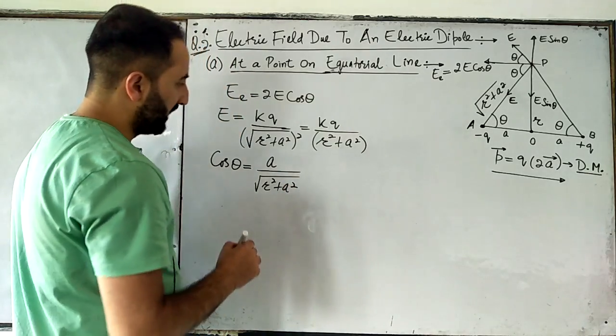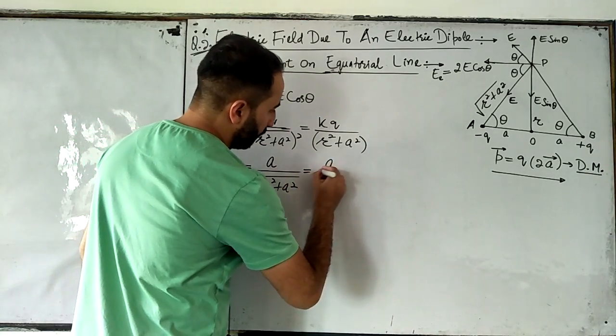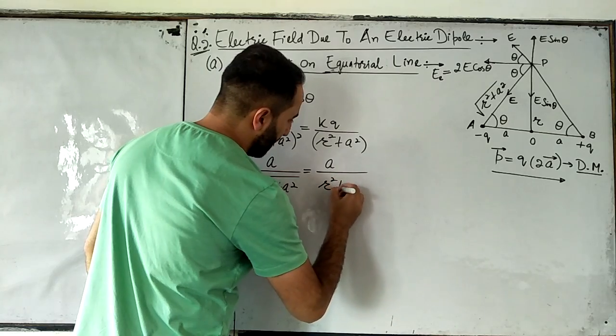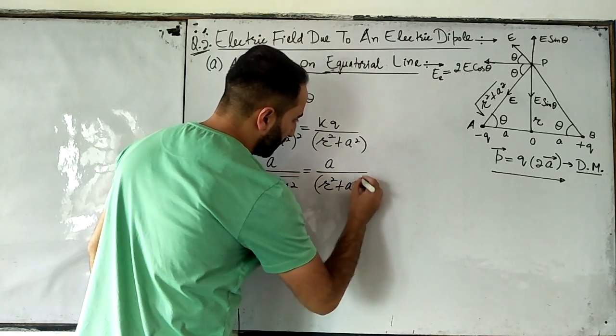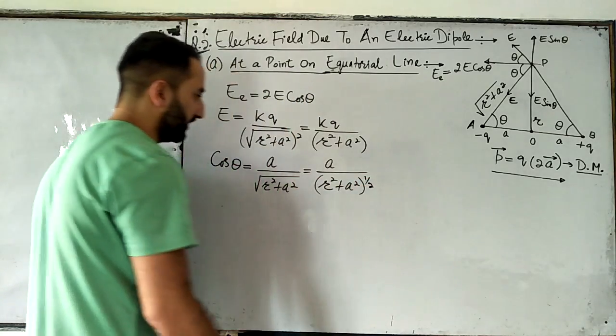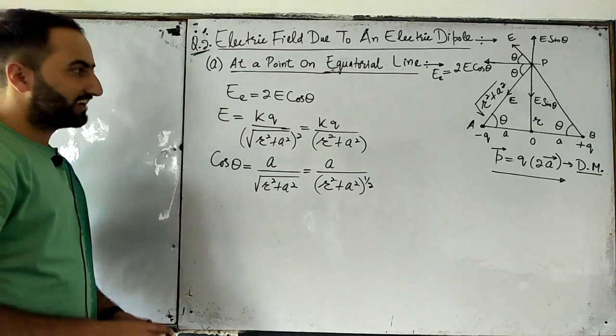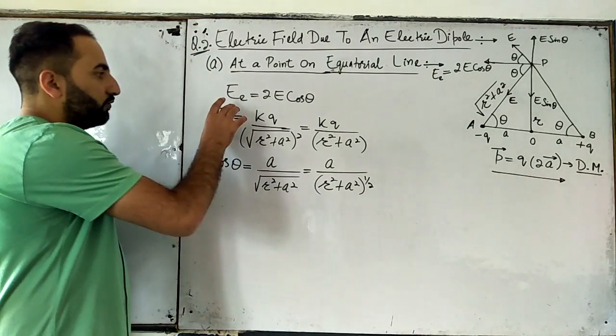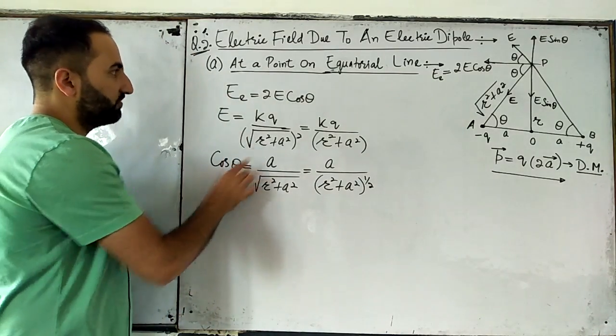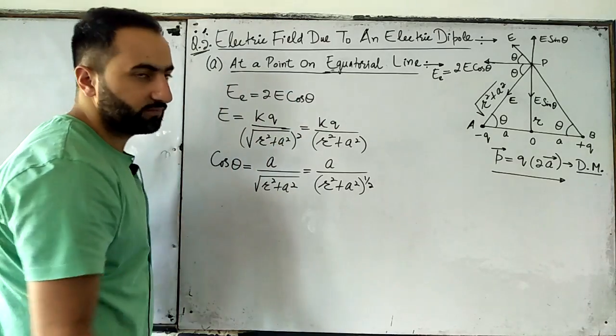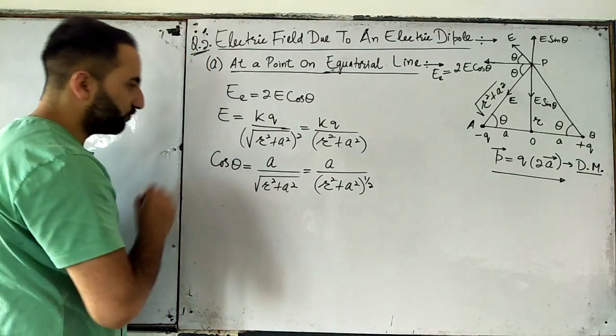All right. Now it's like this. Pay attention here: a divided by r square plus a square raised to the power 1 by 2. I'm sure you are following me. Next, simply I am going to substitute the value of E and the cos theta in this equation to get the net field at the point P. So that's what I am going to do.